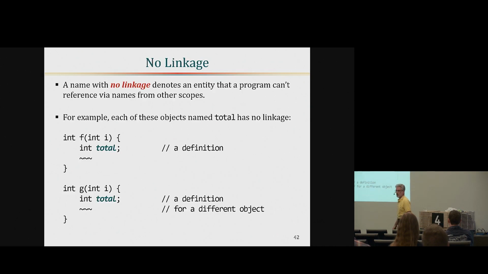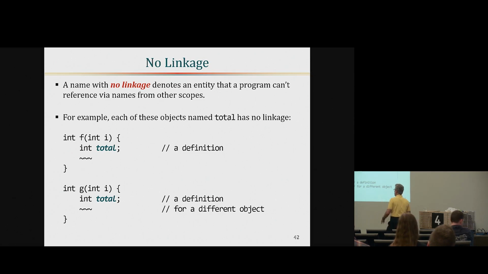Then there's the concept of no linkage. Local variables have no linkage. You have 2 functions, f and g. They each have a local variable named total. But think about it. Is there any way you can write a declaration for total anywhere else in the program that will, at link time, become a reference to one of those totals that's inside the function body? No.